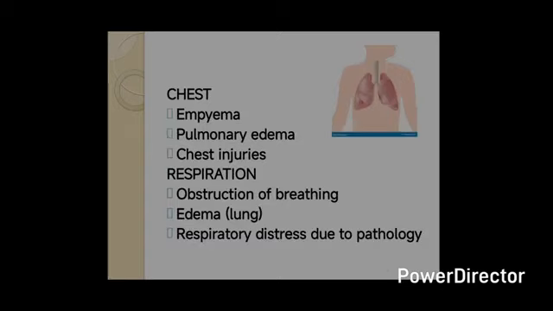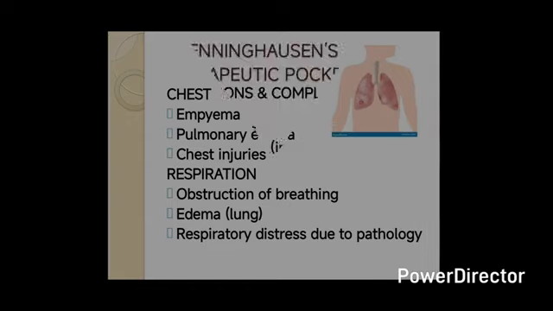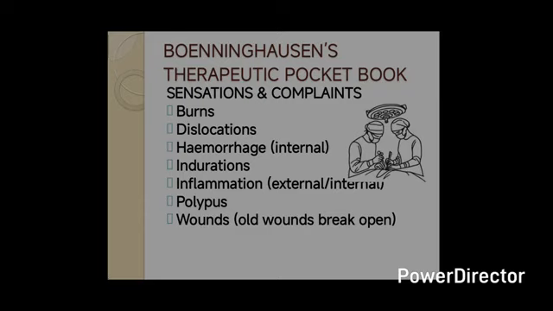In chapter Chest, pulmonary edema, all types of chest injuries. In chapter Respiration, edema and respiratory distress. So in Boenninghausen's Therapeutic Pocket Book, we have the following rubrics related to surgical situations or conditions. The part or chapter Sensations and Complaints contains dislocation, hemorrhage, induration, inflammation, polypus, wounds.